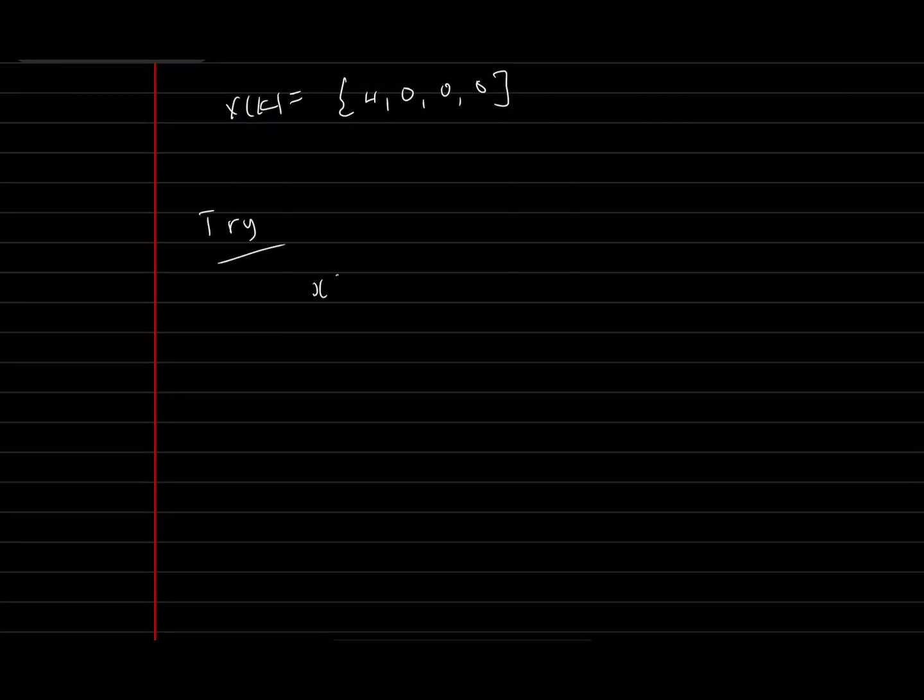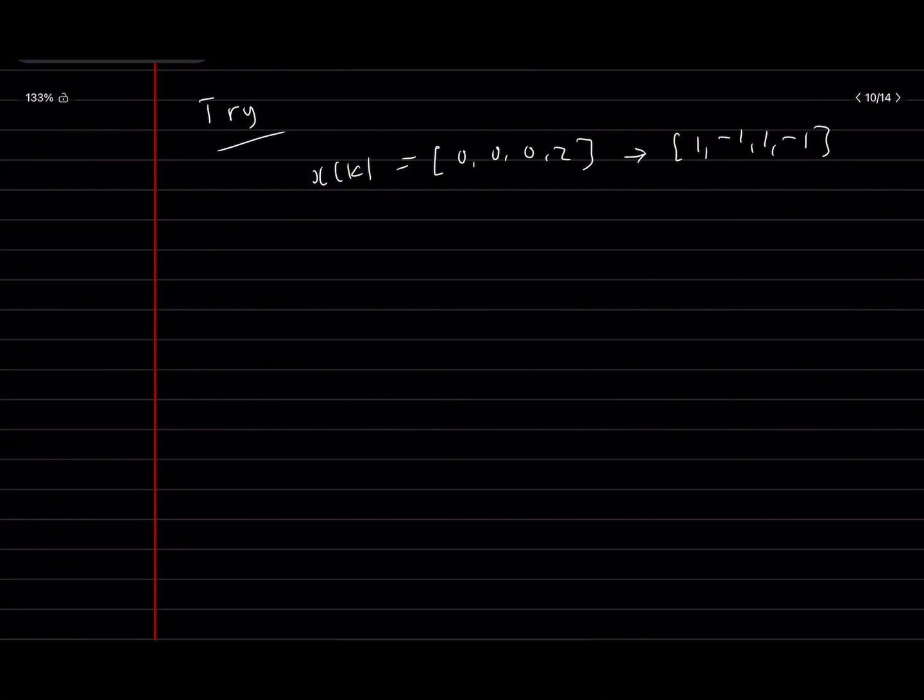Try x of k to be equal to 0, 0, 0, 2. And the answer that you are supposed to get is 1, negative 1, 1, negative 1. And then 2, x of k, you can also take a look at it. We are going to get 4, 0, 0, 0. So compute using direct computation, and the answer that you are supposed to get is x of n equal to 1, 1, 1, 1.